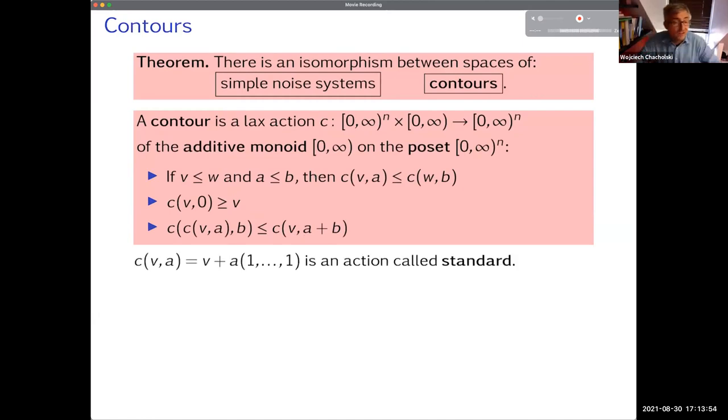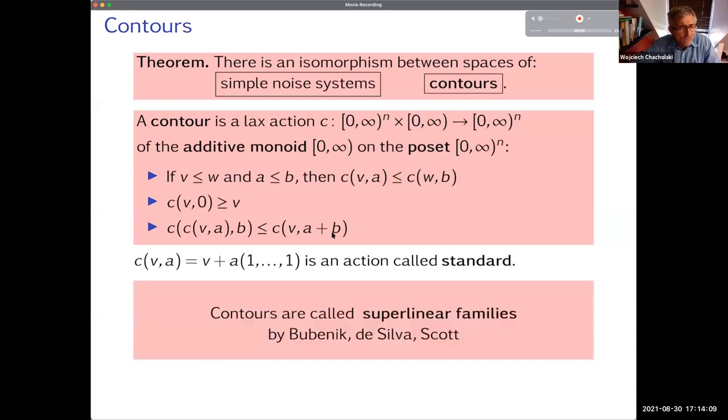Okay, so here's an example of a lax action, just a translation in the direction of the diagonal, for example. A translation is a nice action. We call this action standard. Okay. So contours, such actions, have been around for quite a while.